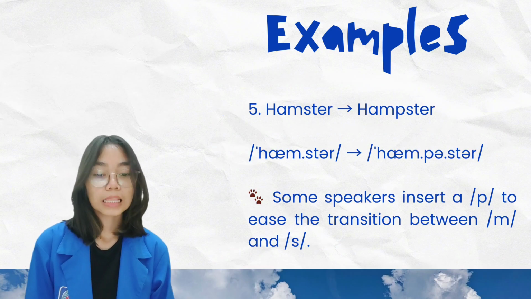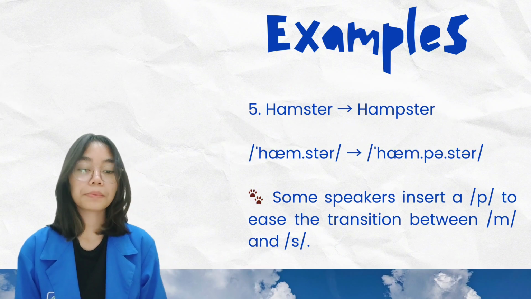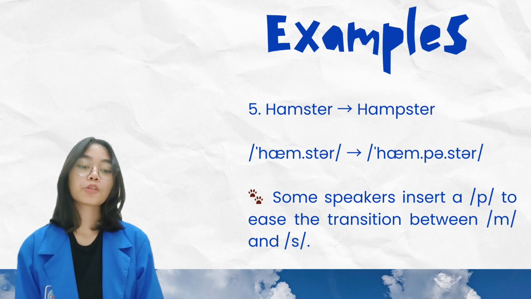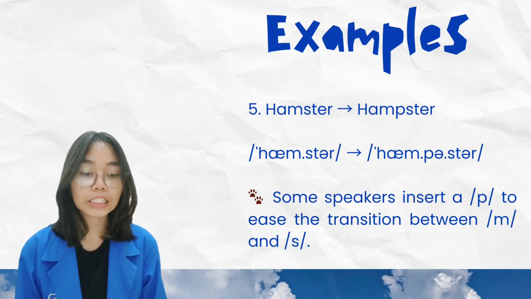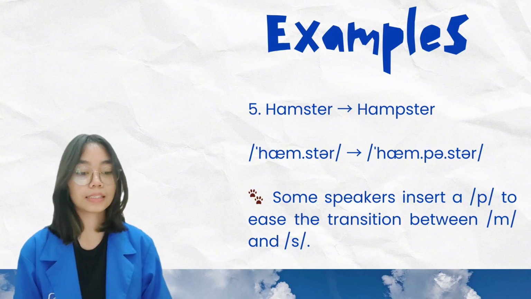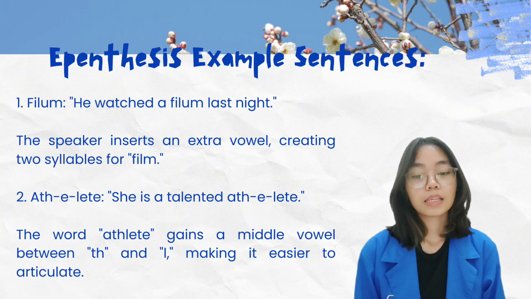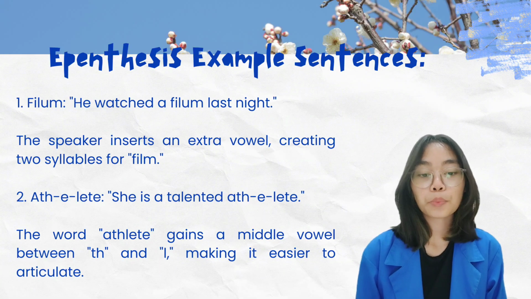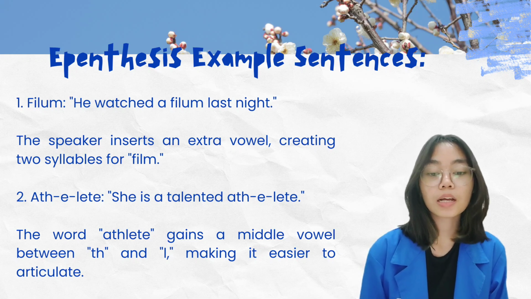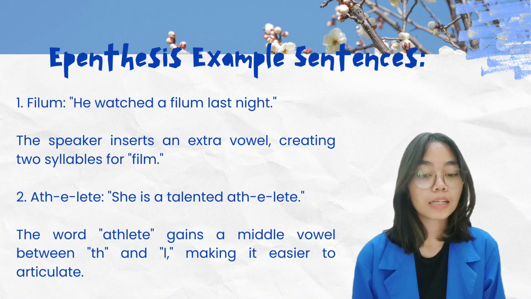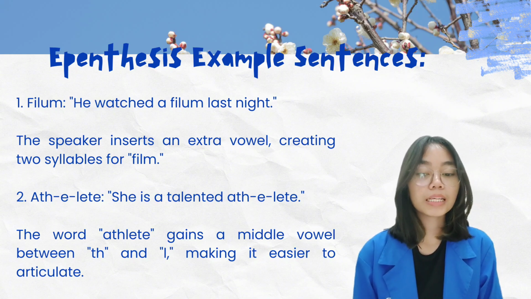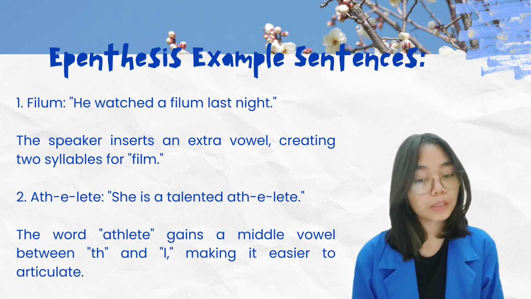And last one is hamster becomes hampster. Some speakers insert a p to ease the transition between m and s. Next, there is epenthesis example sentences. Number 1, film. He watched a film last night. The speaker inserted an extra vowel, creating 2 syllables for film.